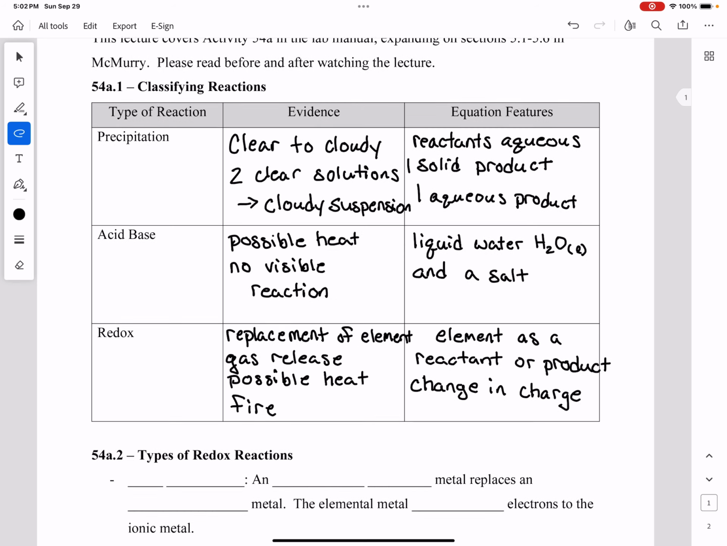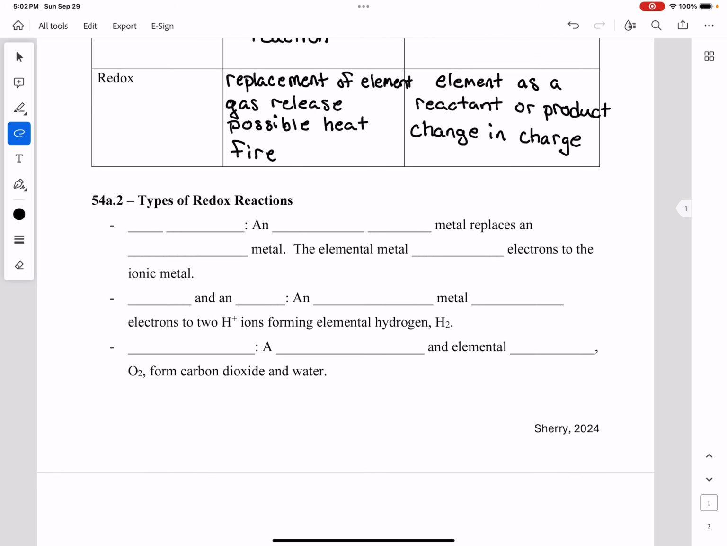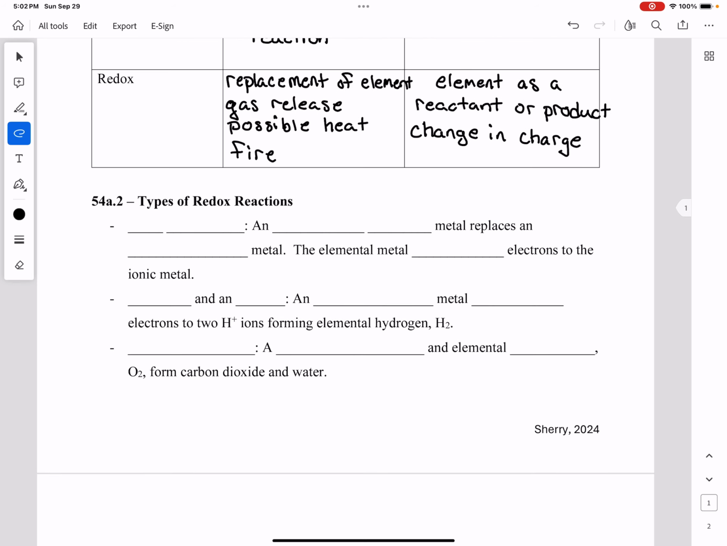One thing I'd like to go into a little more detail about is that you have some different types of redox reactions. Technically, they're all the same. They're all just a change in charge, or sometimes we would say oxidation state. But there's three types that look very different.